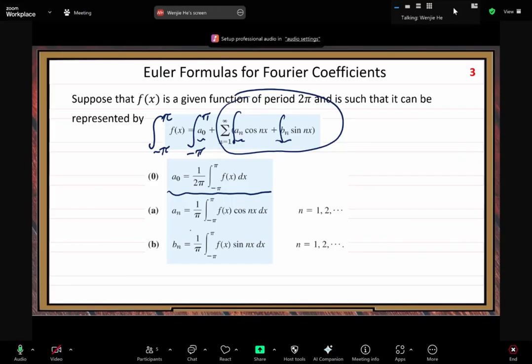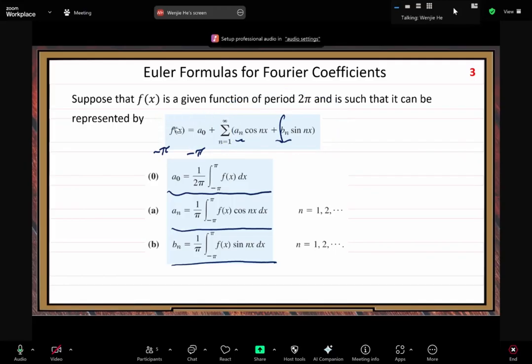For the other coefficients, you can do the same thing. By the orthogonality, only one term, the integral is not 0. All the other terms, the integral is all 0. So that one term, you can use to find this coefficient. That's simple. Here you can see this formula is very important.